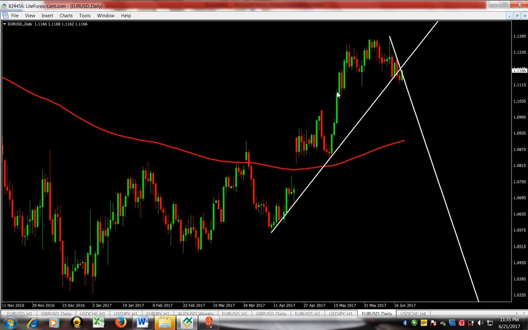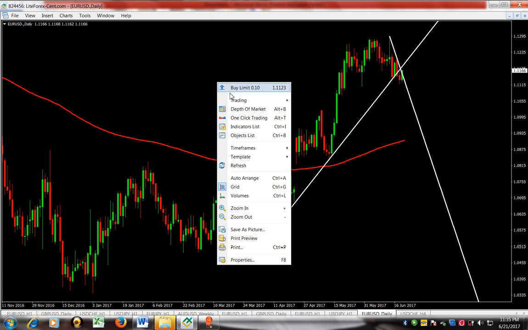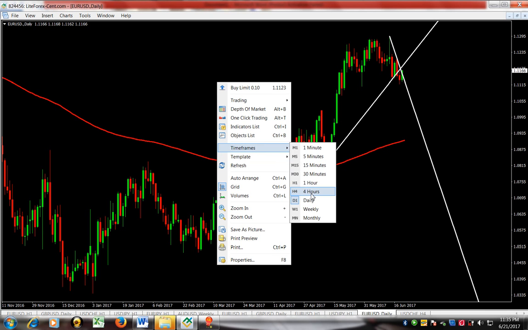Okay, so now, we are on 1.1166. So the point that we would like to target now, if this movement continues, is this high, which is 1.1295. Okay, 1.1295 is a very good point to target.